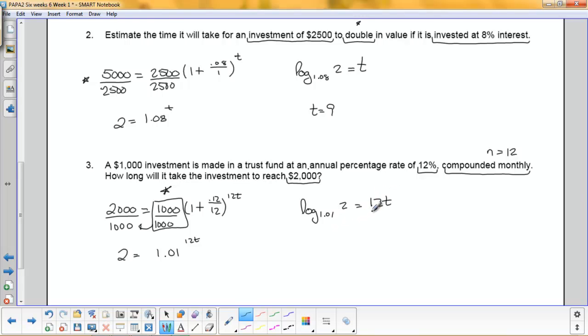I'm going to go ahead and divide out my 12 to the other side. Again, you can do this problem first using the change of base formula or the calculation in your calculator if you have that. So how long will it take the investment? It's going to be approximately 5.805 years.